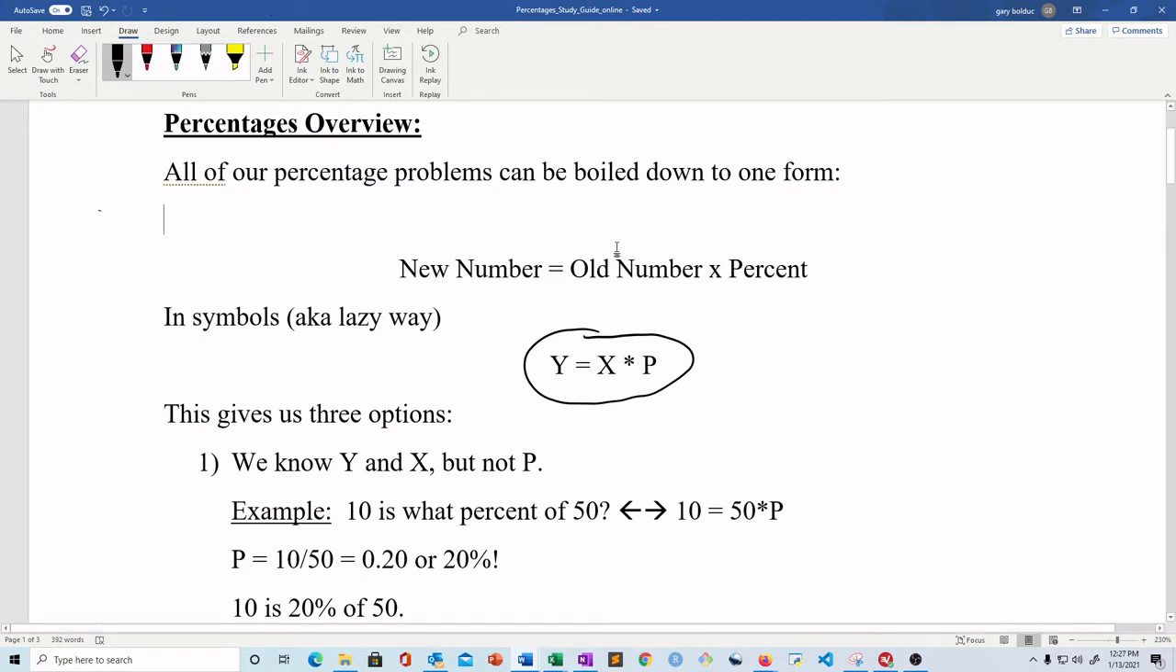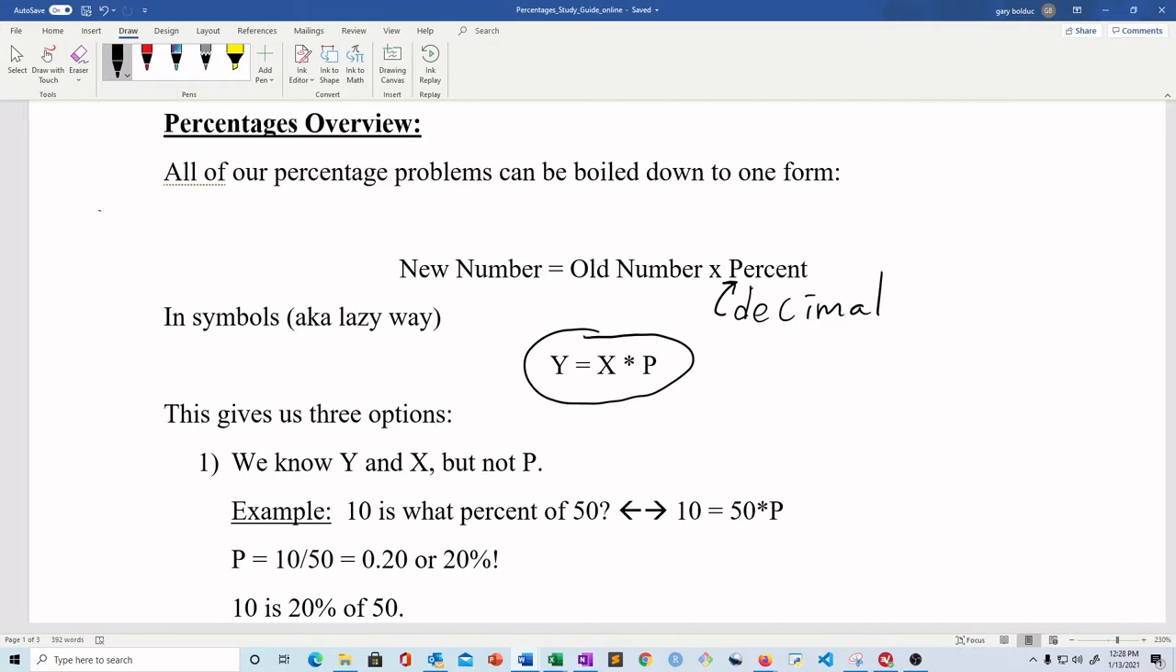So again, I have an old number. I multiply by some percentage, which we usually turn into a decimal, right? So right here, this is going to be in decimal form. No more percent sign, just as a decimal, and we'll practice that. And I'm going to multiply it by the old number to get the new number. That's percentages. 20% of an old number gives me a new number. Okay, so that's it.